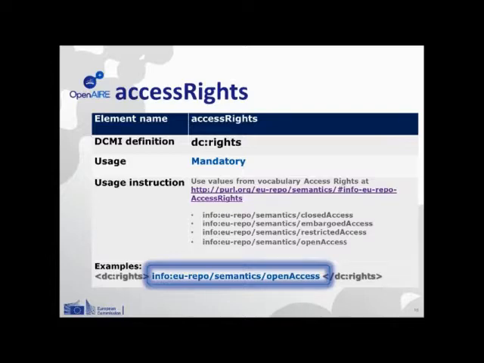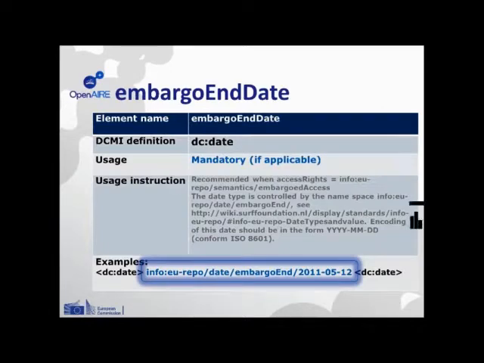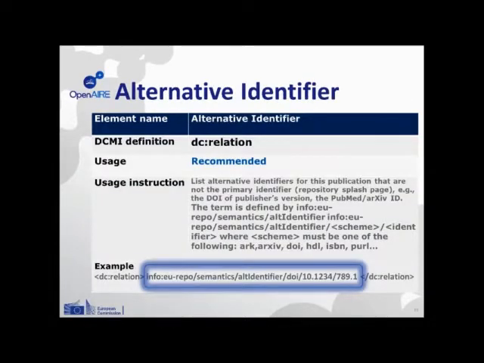So next, what we introduced and where we were required to identify is about the access rights. That is not, of course, the same as a license that might apply to a publication, but also very important to know if a publication is openly accessible or not, or if there are some restrictions applied in order to access a resource, or if some kind of embargo period is applied. The embargo period is, in our case, defined by the publication date and the embargo end date.